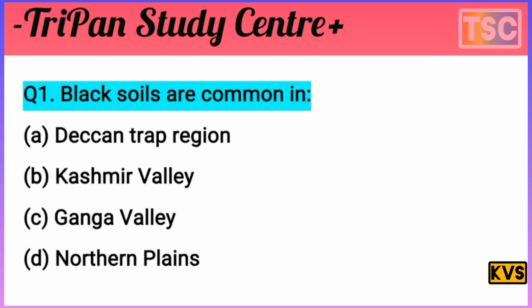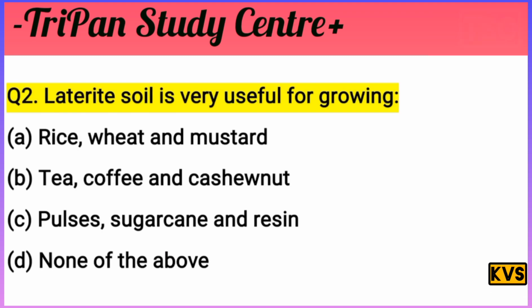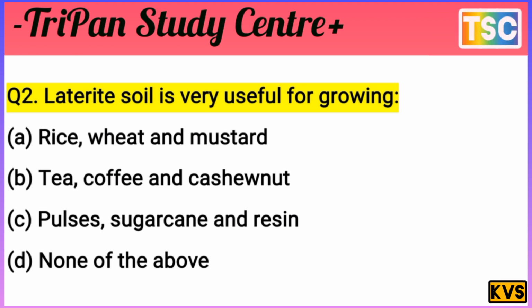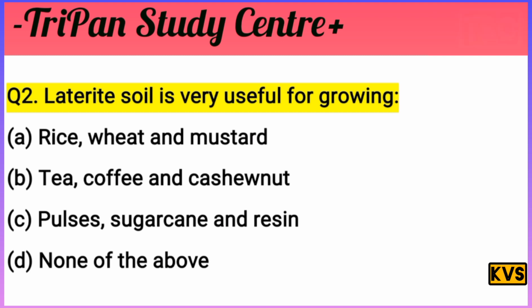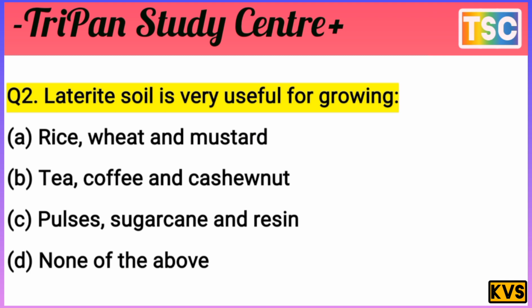Let's see the next question. On your screen, the question: laterite soils are very useful for growing what? The first option is rice, wheat and mustard. Second, tea, coffee and cashew nut. Third, pulses, sugarcane and resin. And the last, none of the above.